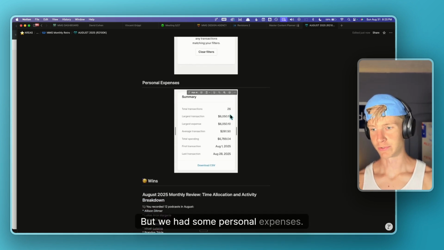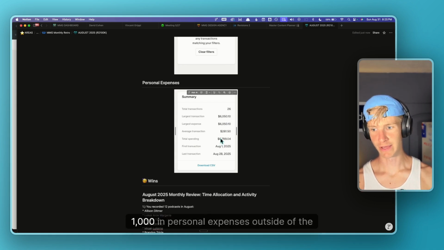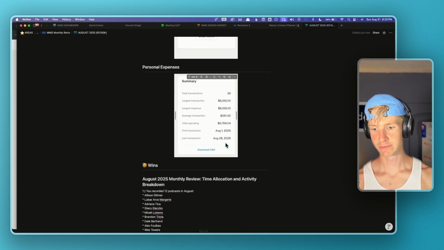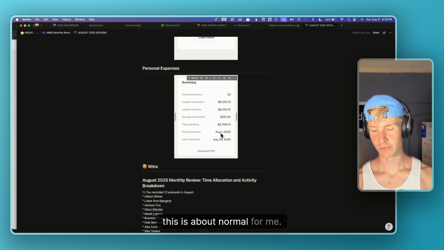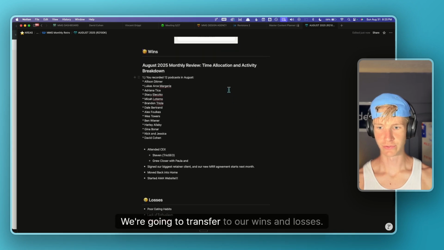But we had some personal expenses. All of this is included for tax. So it's about 1,000 in personal expenses outside of the annual tax payment. So this is about normal for me. Next up, we have our wins. We're going to transition to our wins and losses.